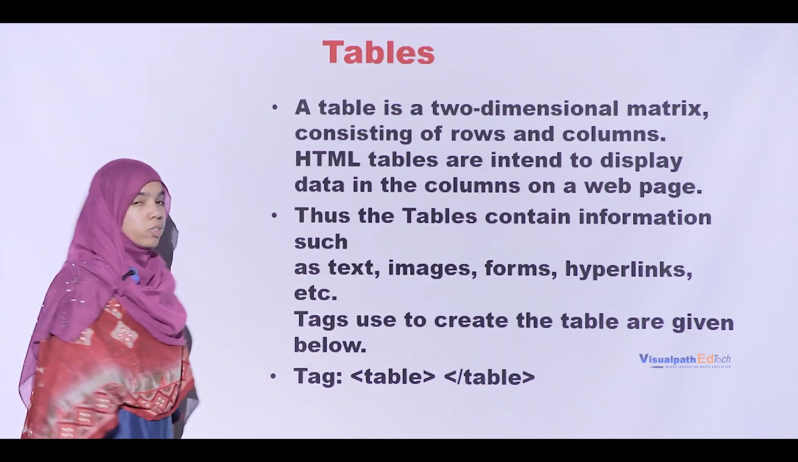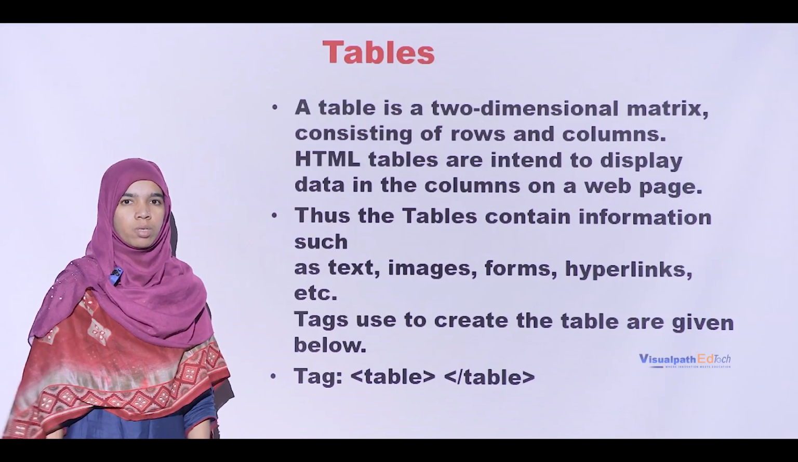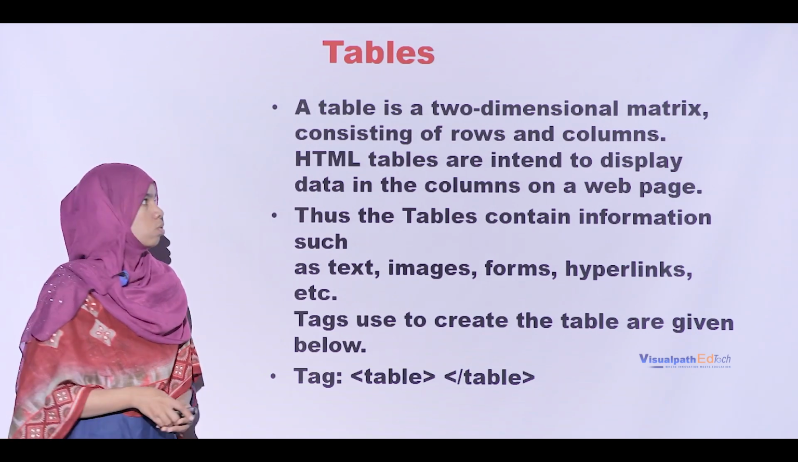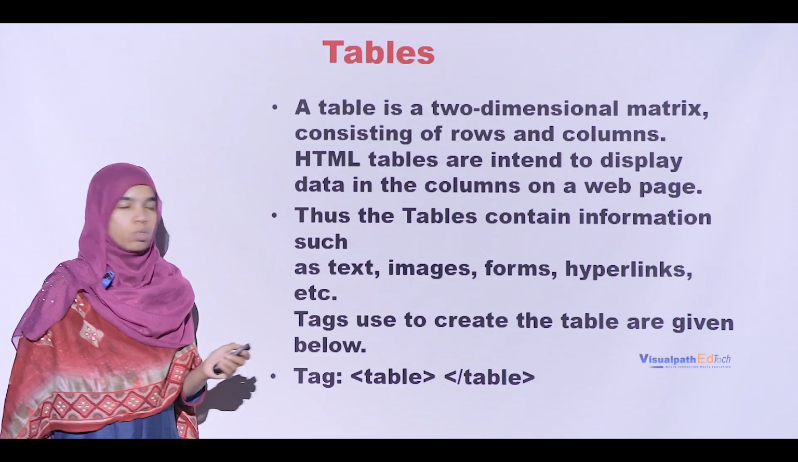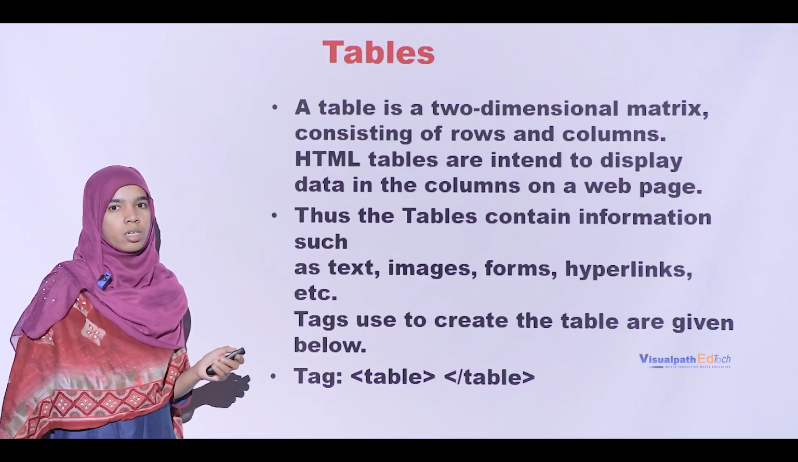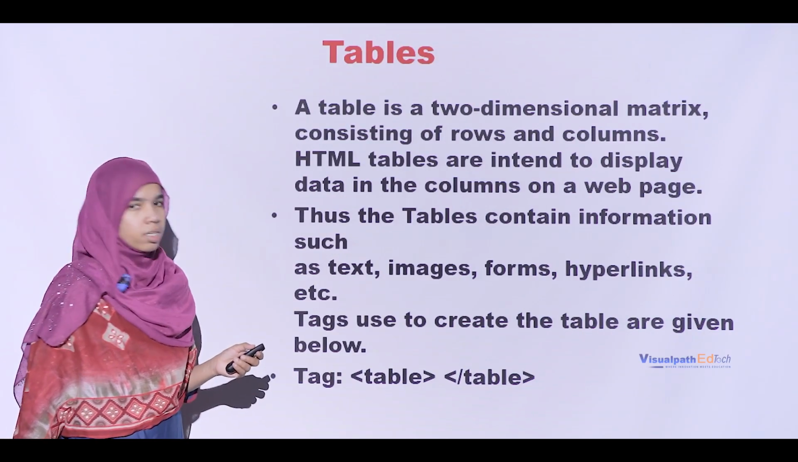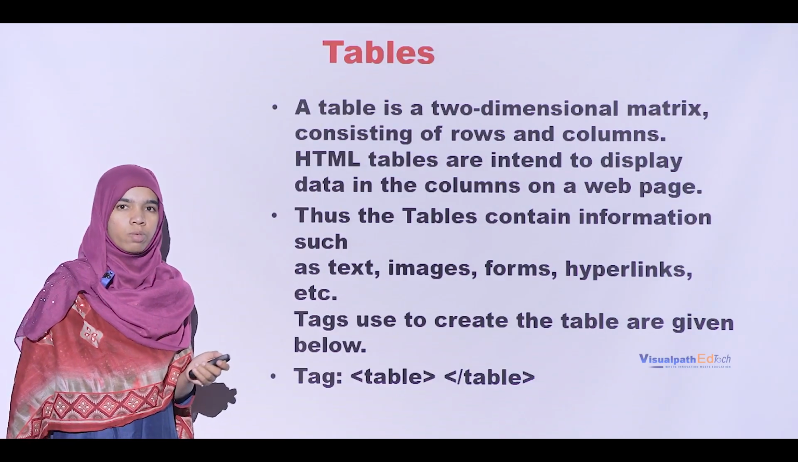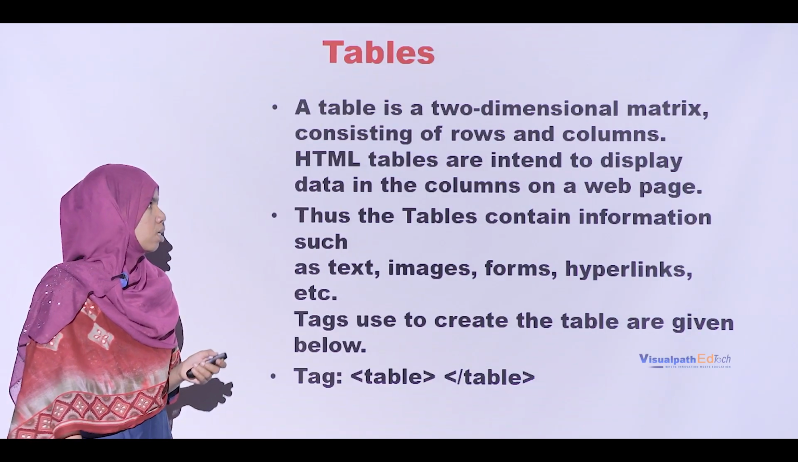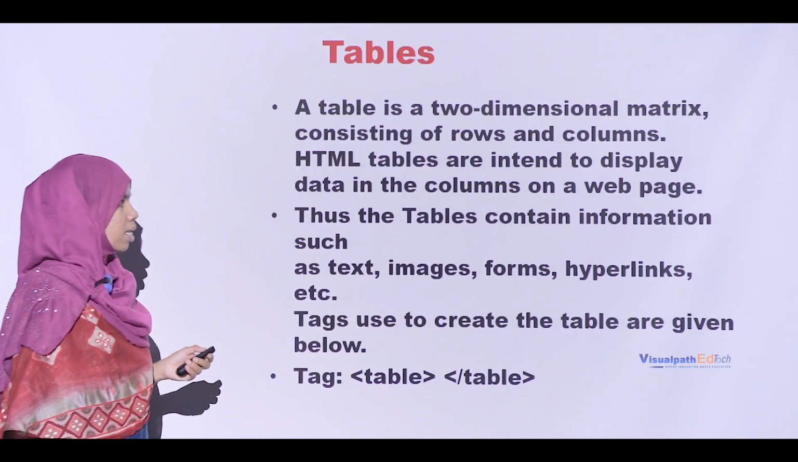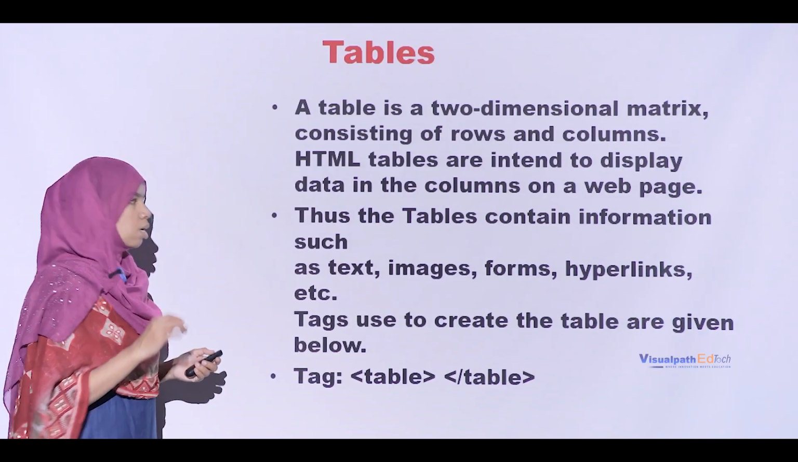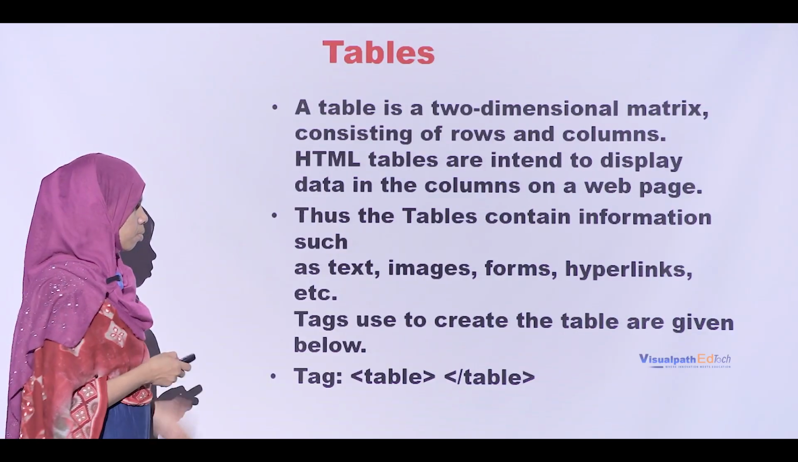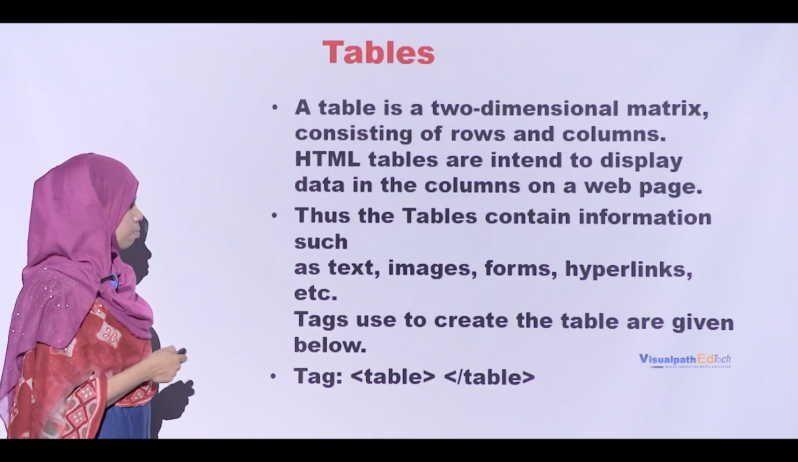Now, coming to the tables, how do we create the tables in XHTML? The table tag is the one that will help us design it. So what is a table? Basically, it's the two-dimensional representation of a matrix where we see the rows and the columns together. These rows and columns help us display the content very clearly to the user on the web page. Now, what does this table contain?